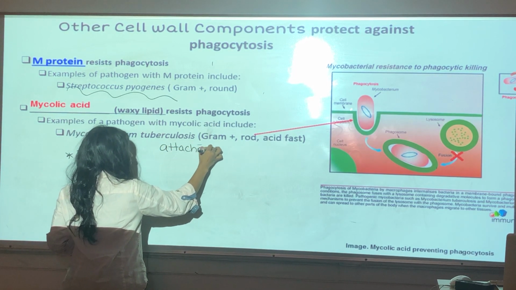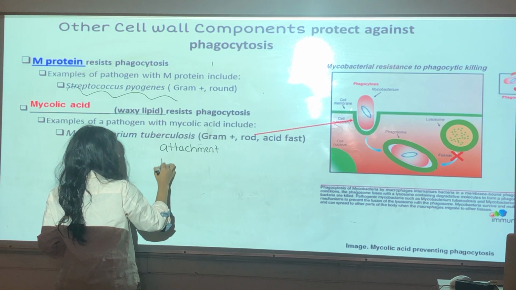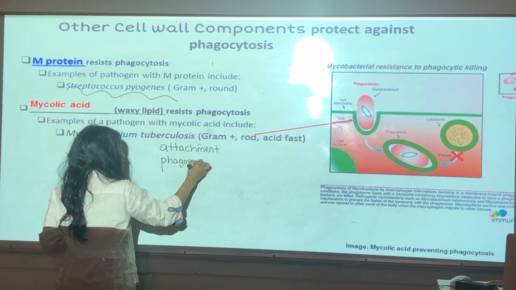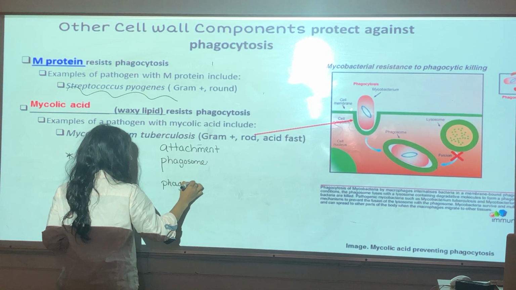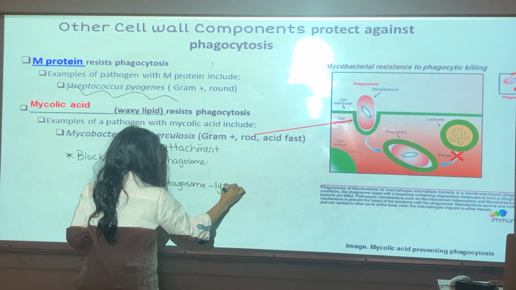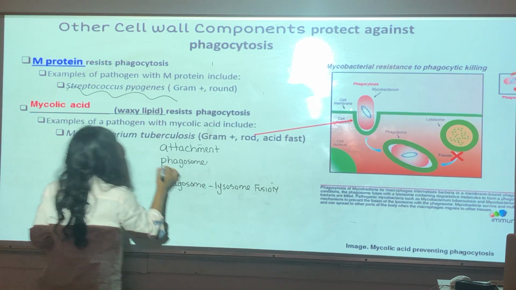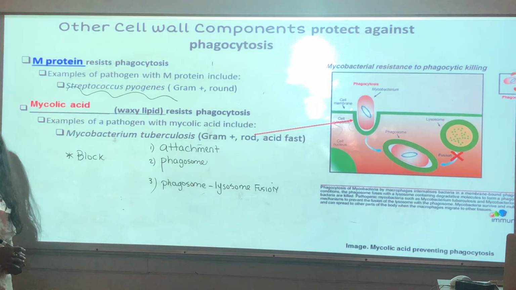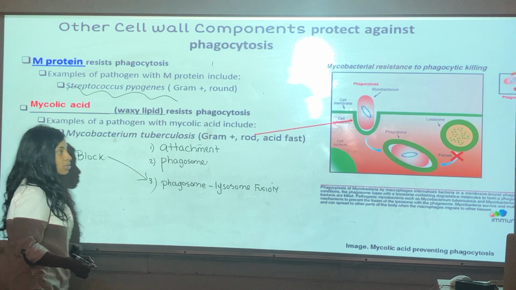So what part of the phagocyte pathway are they able to block? Is it attachment? Is it the phagosome? Or the phagolysosome fusion? Right, so which step are they able to block? All right, we talked about this in the immune system. Well, they're able to block the phagolysosome fusion.